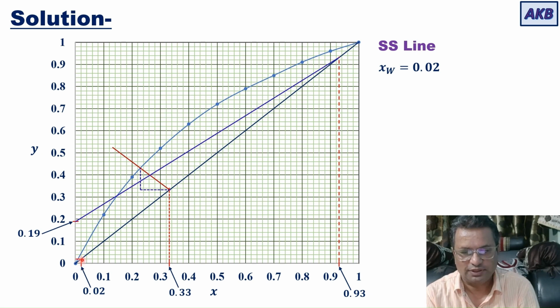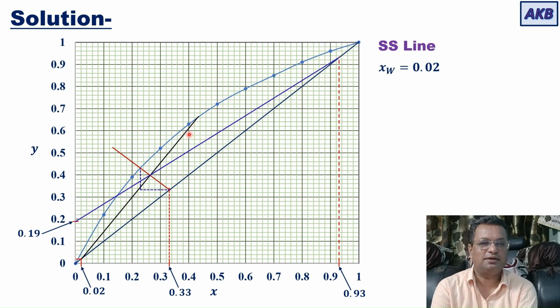And in that process, we are going to get this point. So the stripping section line will start at this point, at XW equal to 0.02 on the diagonal. It will be starting at a point on the diagonal whose x coordinate is 0.02. And the line will start at this point and pass through the intersection point of the Q line and the rectifying section line. Okay, so in this way, you'll be drawing the stripping section line.